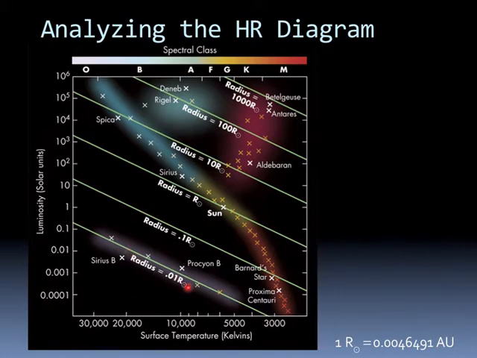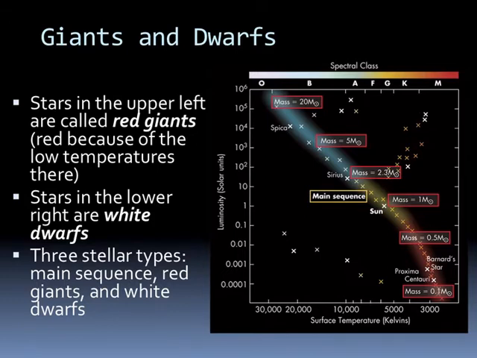The ones down here are about 1/100th of the size of our Sun. And as we get further and further over here, we get ones that are 1,000 or more times the radius of our Sun. Those stars in the upper right are called red giants. They're red because they're low temperature, and therefore they're going to be more red than white. Stars in the lower left then are white dwarfs. And so we have three stellar types: main sequence, red giants, and white dwarfs.